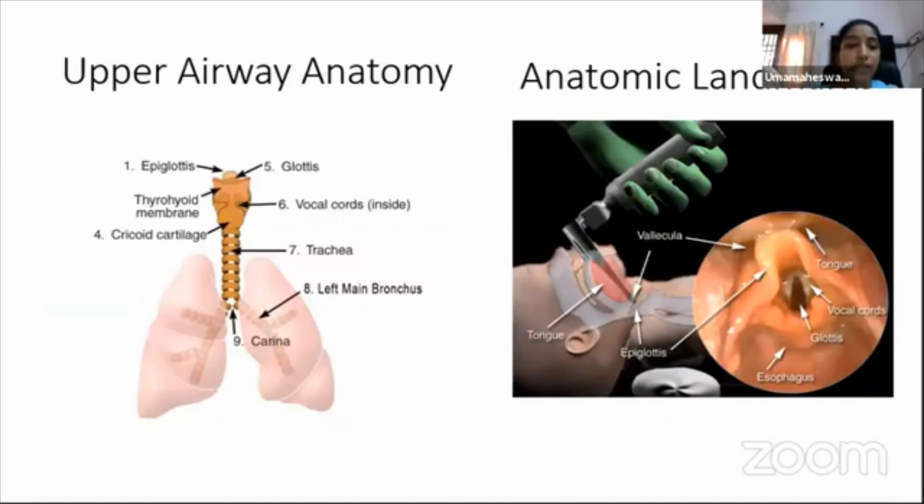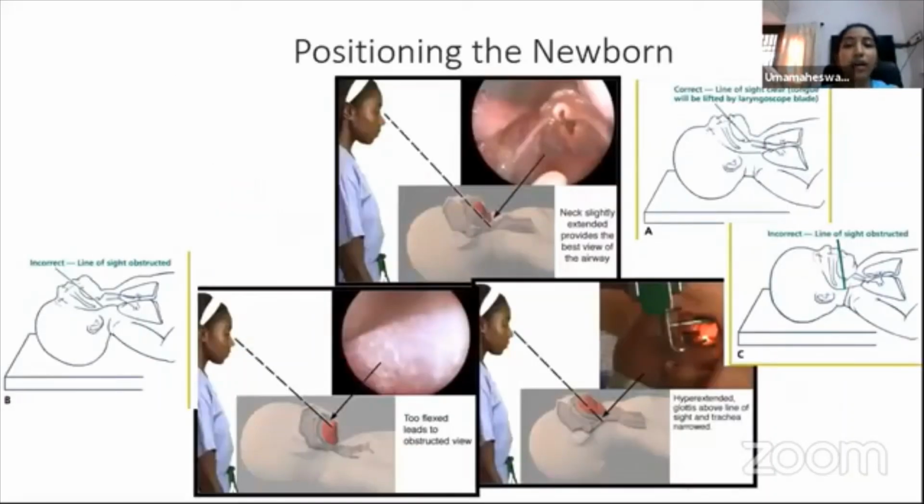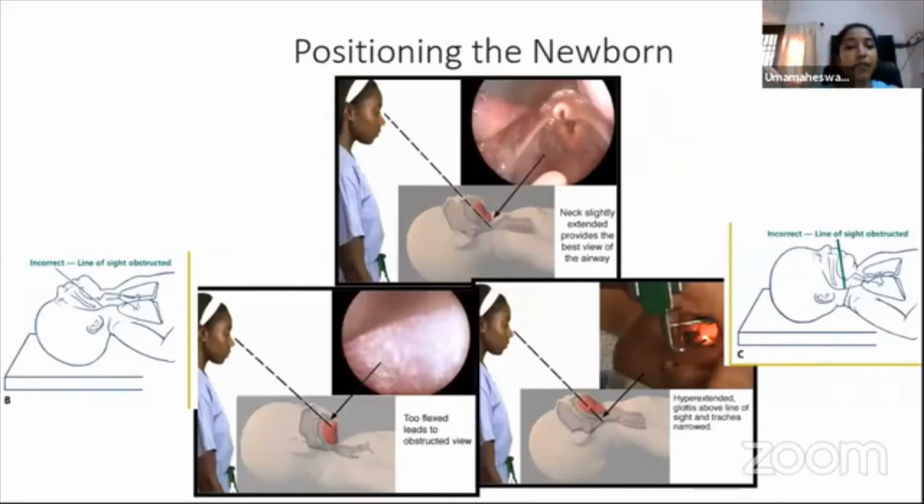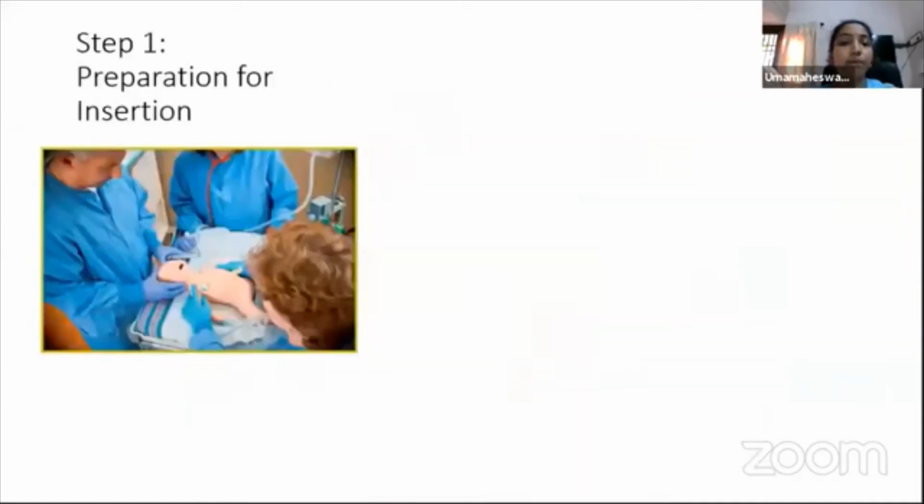To know the anatomy, we want the endotracheal tube to lie somewhere between the cricoid cartilage here and the carina. Positioning the infant is very important before one intubates. It should be in a sniffing position so that the line is very clear. If the baby is too extended or too flexed, we will not get the line.